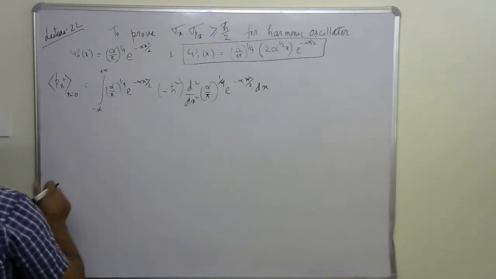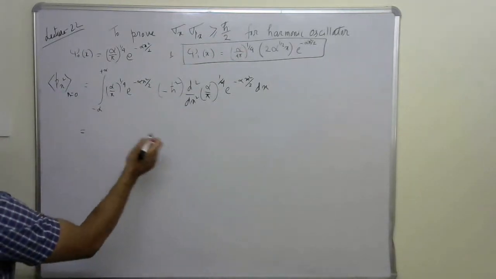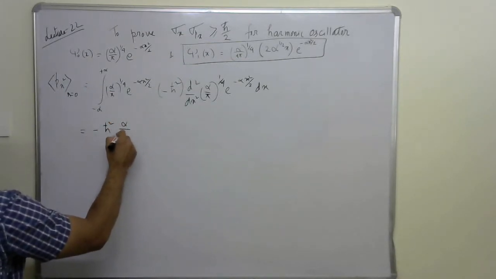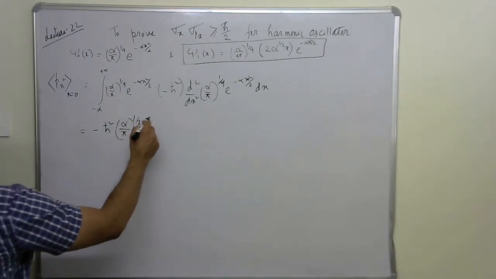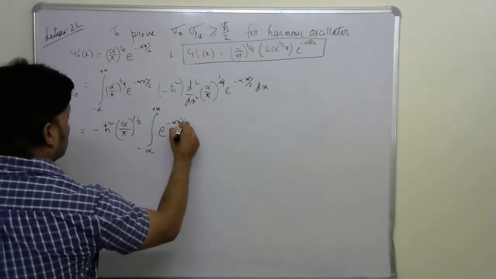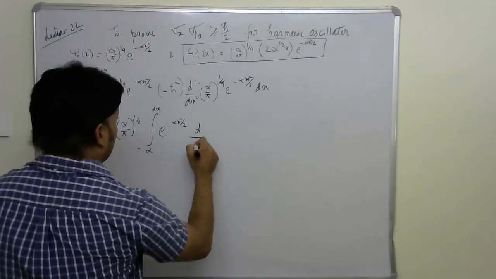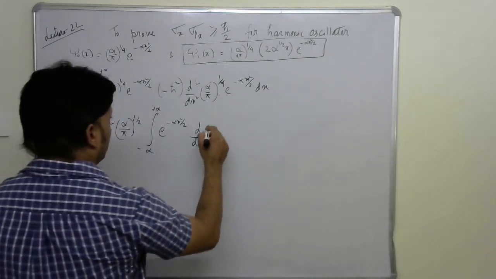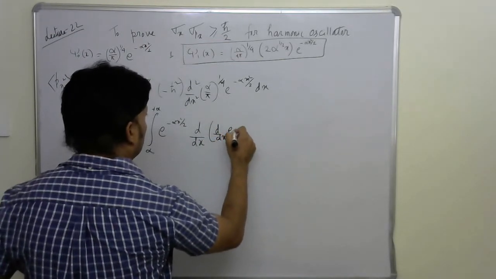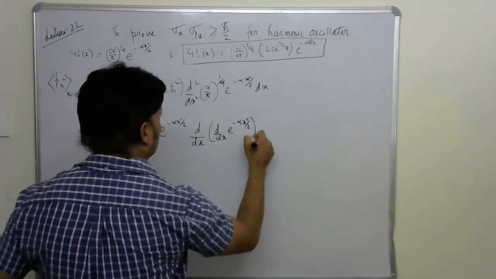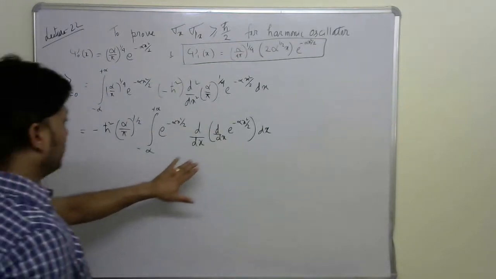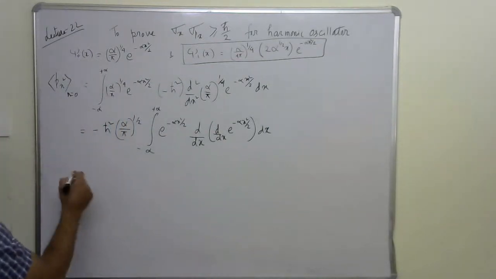So let's be patient and try to work it out step by step. Immediately we can take the constants out, right? That means we can write minus h cross square multiplied by alpha divided by pi to the power 1 by 2, and then integral from minus infinity to plus infinity of e to the power minus alpha x square by 2, and then d2/dx2 of e to the power minus alpha x square by 2 dx. All right, so that we can write. And then let's first do these things part by part.